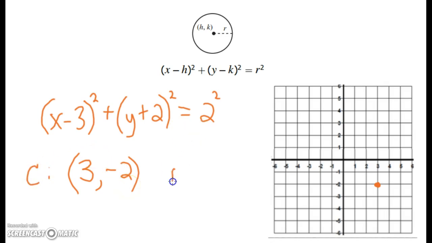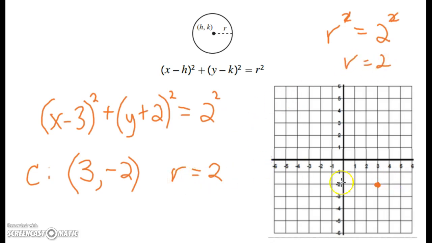Okay, the radius of my circle. The radius squared is what goes right here. And so this is 2 squared. So the radius is 2. It's kind of like saying the radius squared is equal to 2 squared, and the squares just kind of cancel each other out so that you get the radius is equal to 2.